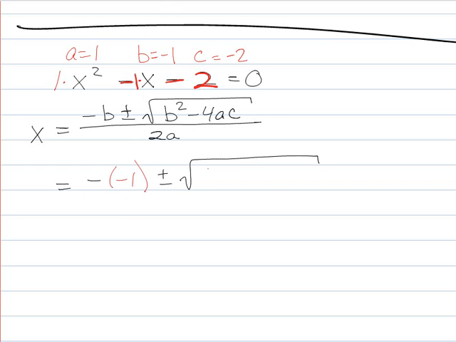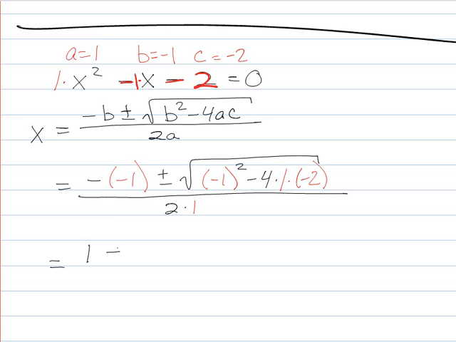Same thing here. b squared, that whole thing, negative 1, the entirety of negative 1 is squared. Then minus 4 times a times c. Be sure to put that in parentheses as well so you don't do something silly like subtract it. And that's all over 2a. So we have 1 plus or minus the square root of 1 plus 8, over 2.